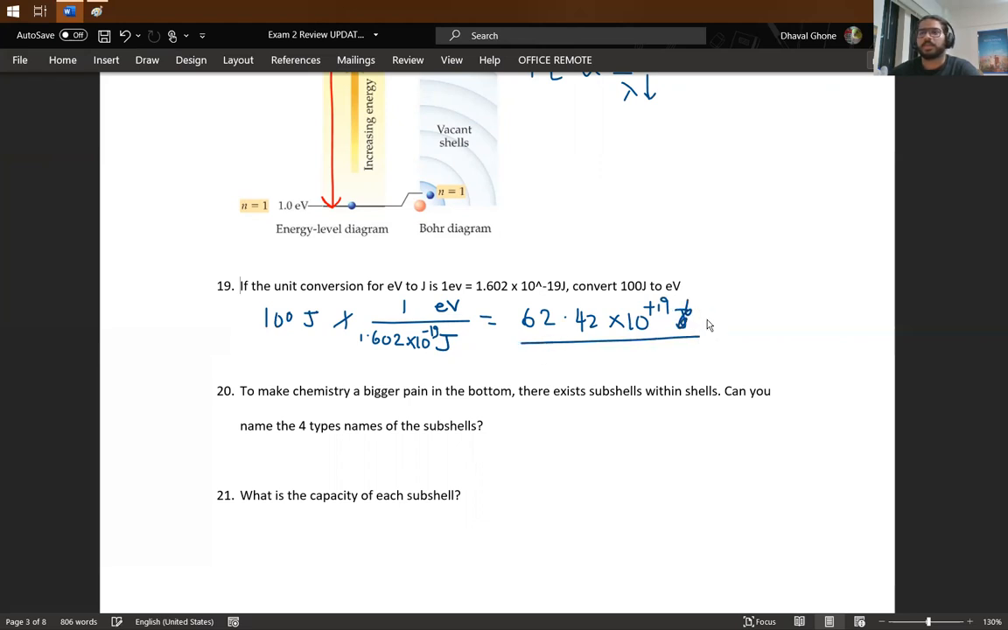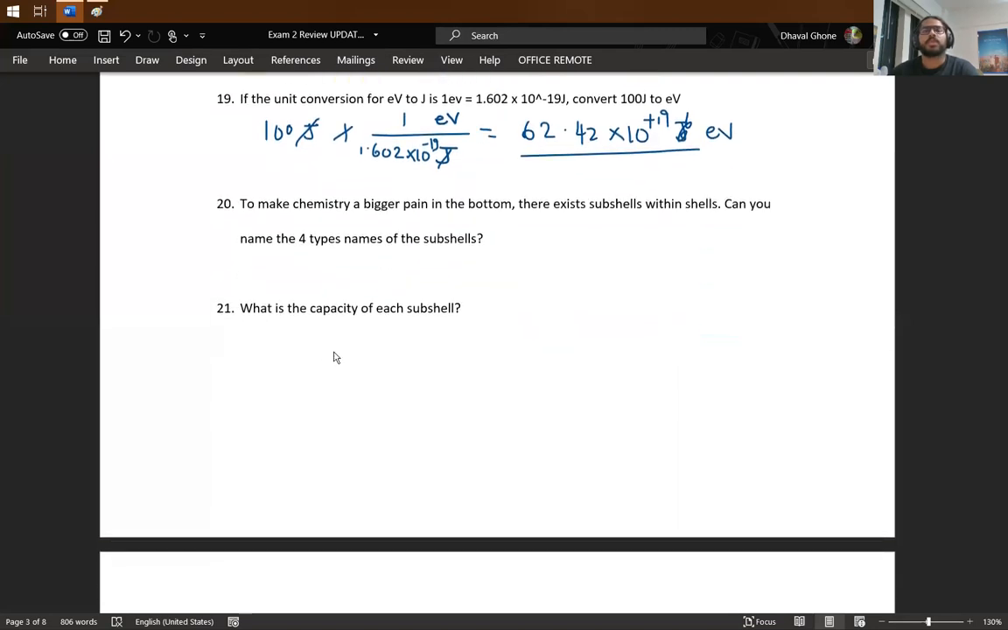I'm sorry, not joules, electron volts. So these joules cancel off. Okay, that's your answer. It's a straightforward conversion, just has a very ugly factor to convert with. Okay, question 20. To make chemistry a bigger pain in the bottom, there exist subshells within shells. Can you name the 4 types of subshells?